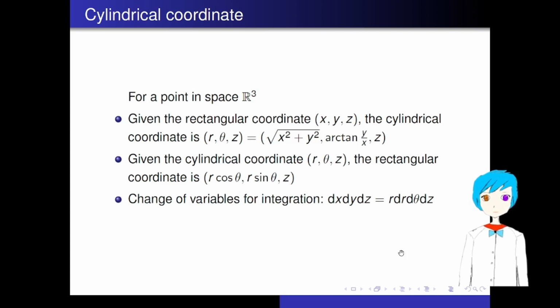theta, z. If we are doing integrations, the change of variables tells us that dx dy dz equals r dr d theta dz. Don't forget the r here. This r comes from the polar coordinate transform.